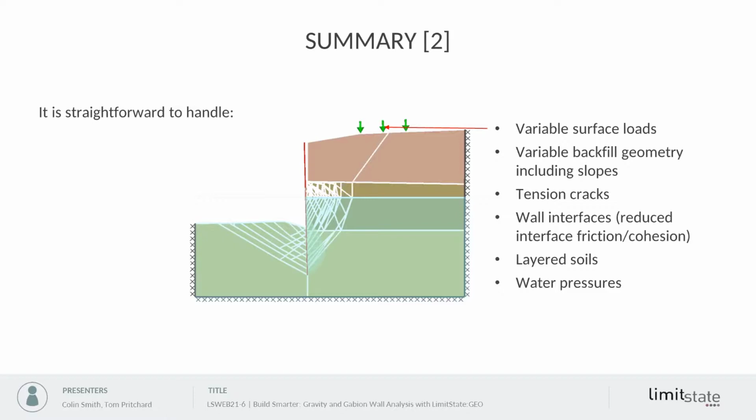You can apply surface loads anywhere you like. You can have variable backfill geometry, including slopes. We can model tension cracks. We can model properties on the wall interfaces, reduced interface friction or cohesion. Tension cracks, of course, are also modeled when you get rigid body rotation of gabion blocks. I didn't illustrate it, but you can model layered soils. And again, I didn't illustrate it, but you can put in water tables and measure water, look at the influence of water pressures.